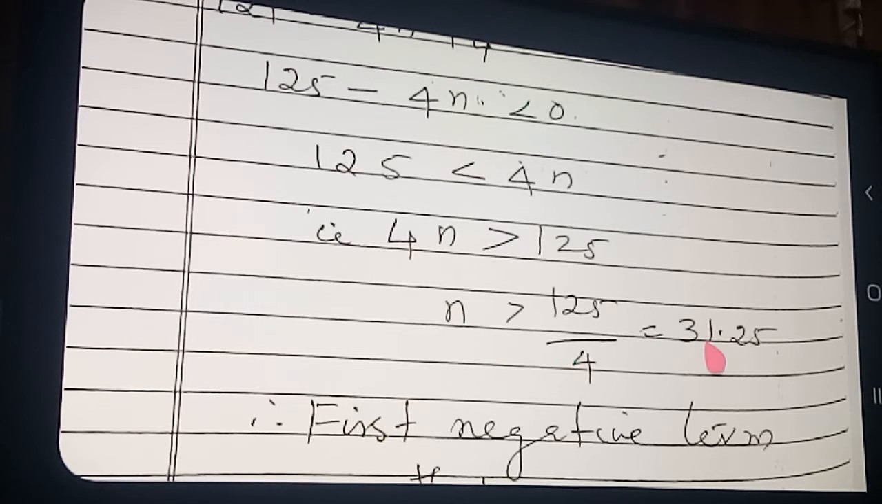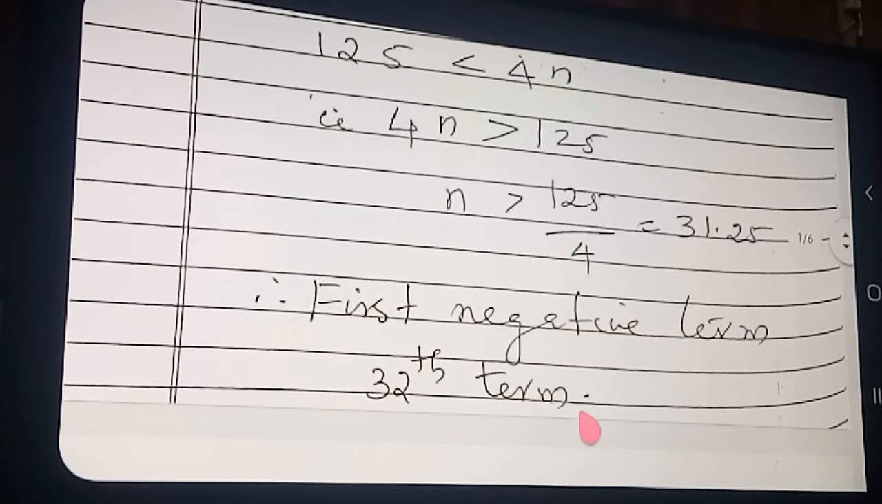So what did you get for n? 31.25. What is the next integer greater than this number? The integer greater than this number is 32. So the first negative term will be 32. Therefore, the first negative term is the 32nd term. If you want to calculate, you can calculate A32 and you will see the negative term.